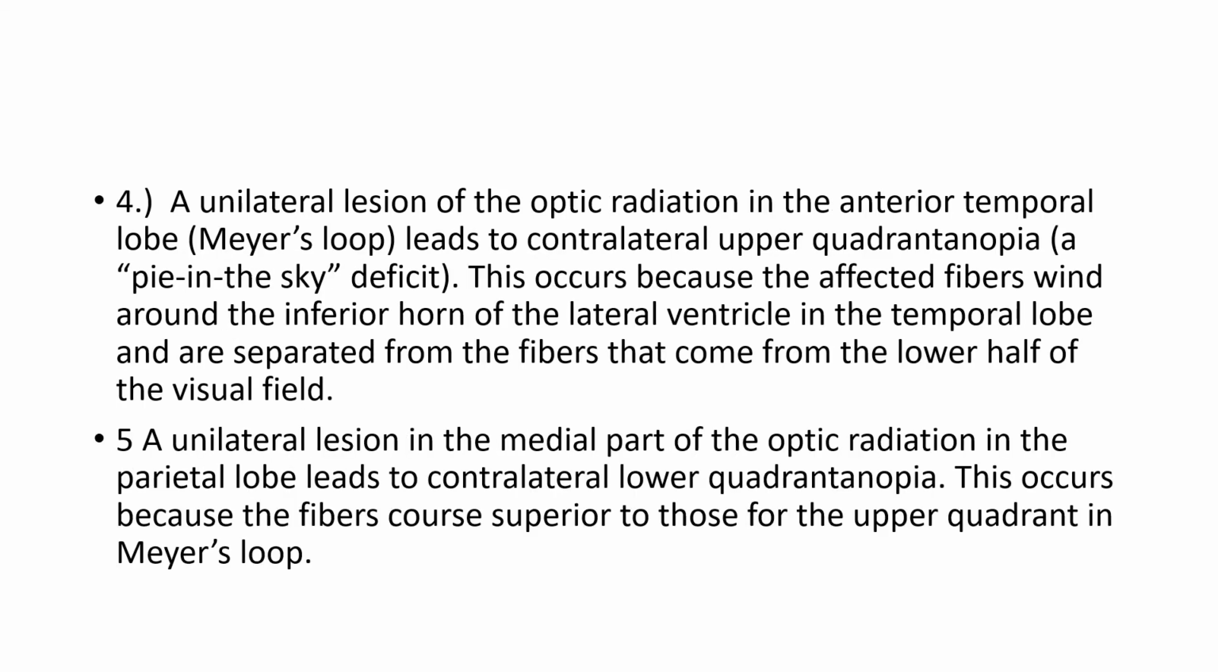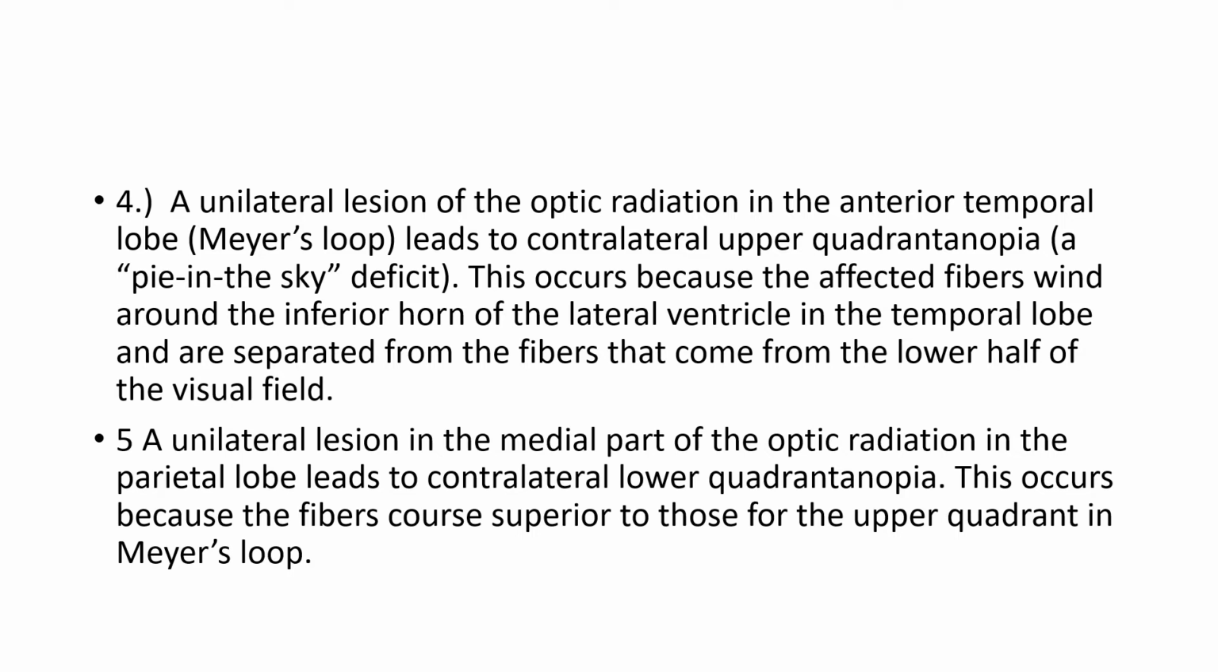Number 4, a unilateral lesion of the optic radiation in the anterior temporal lobe, or Meyer's loops, leads to a contralateral upper quadrantanopia, okay, the pie in the sky. This occurs because the affected fibers wind around the inferior horn of the lateral ventricle in the temporal lobe and are separated from the fibers that come from the lower half of the visual field.